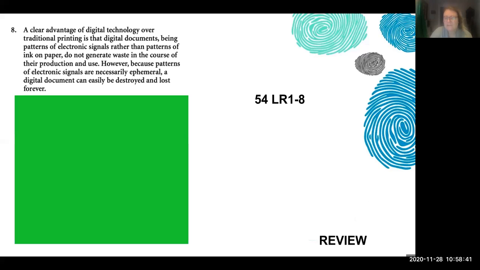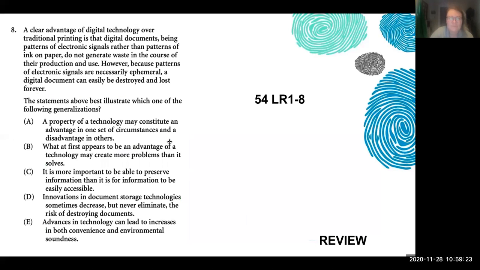All right, Gaia, can you explain this stimulus to us? Yeah, sorry, I have some background noise. No, it's fine. So it's just saying that technology has, it's bringing electronic signals, which is better in a way from the paper because you're not creating waste. However, there's also a disadvantage, which is the fact that it can be easily destroyed and lost forever. So it seems like there's an advantage and disadvantage. Great, yeah, that was a great summary of, hey, there's this advantage and there's this disadvantage. What kind of question is this, Derek?